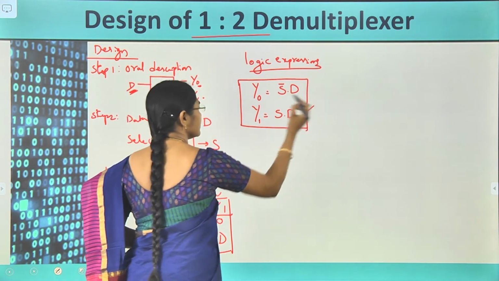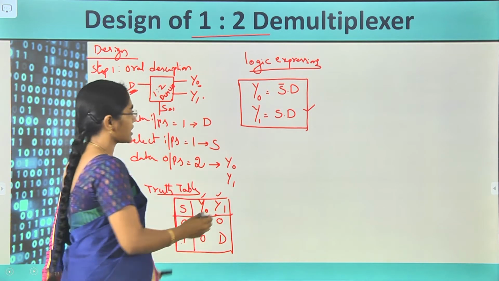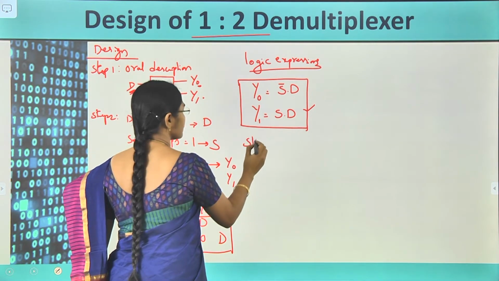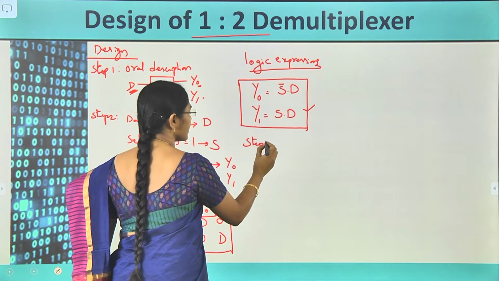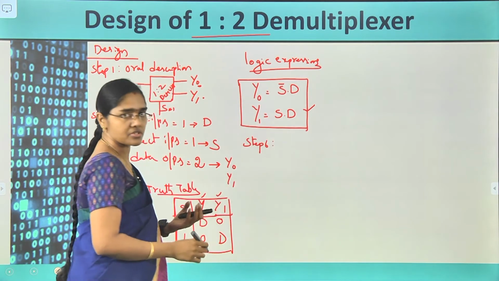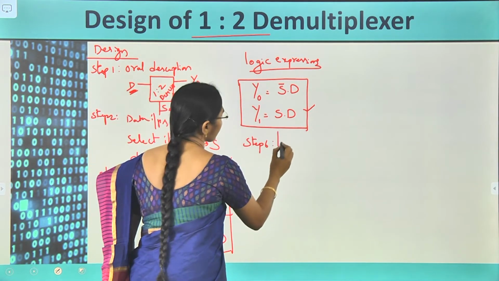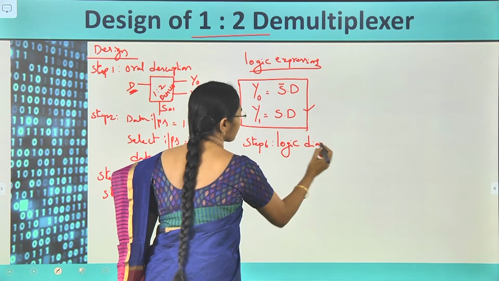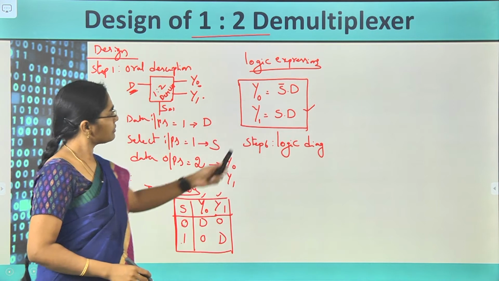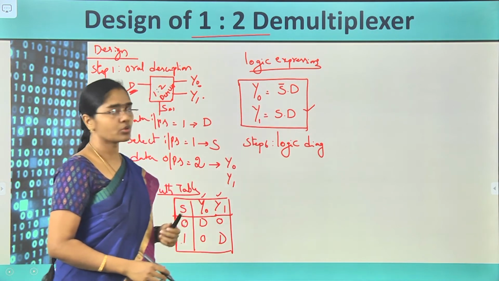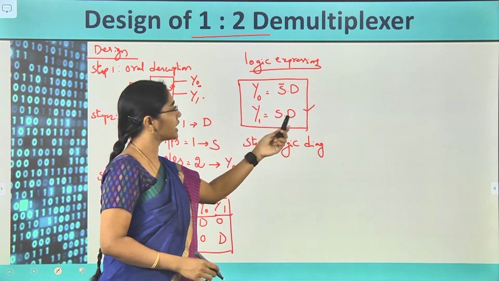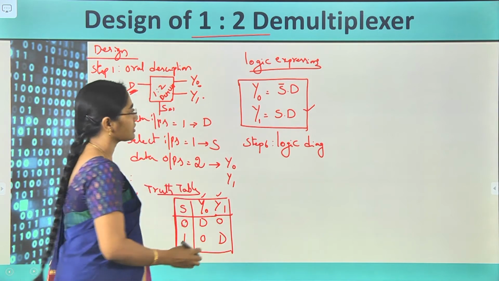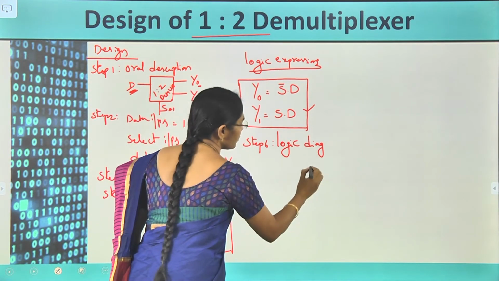After having the logic expressions, what is our next step? Simplification is not possible here, so I am going directly to step 6, that is logic diagram representation. Here, by seeing these two equations, what do we need? We need only 2 AND gates and 1 inverter. So, take 2 AND gates.